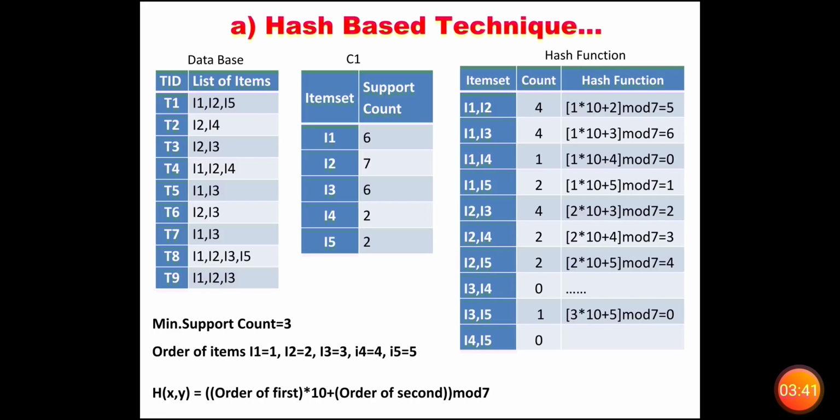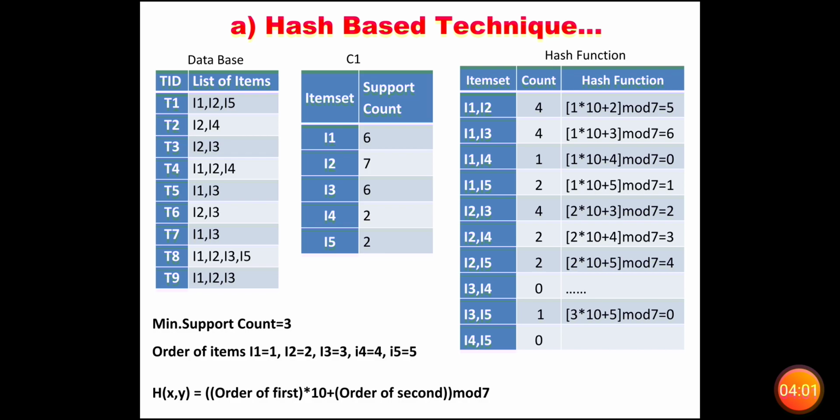Now we will see the first table. Here we have transaction ID and list of item IDs. This is the first database table. Here we have a number of items. For each and every item set, we have a transaction ID.